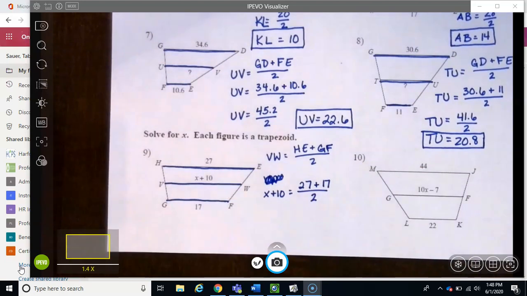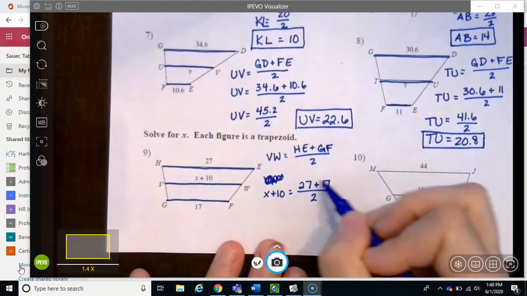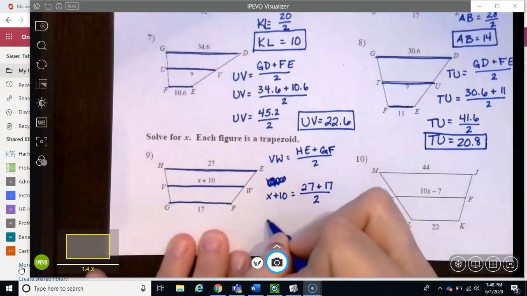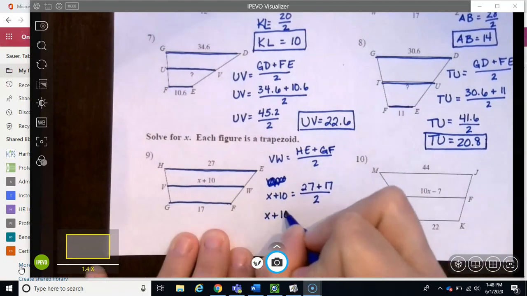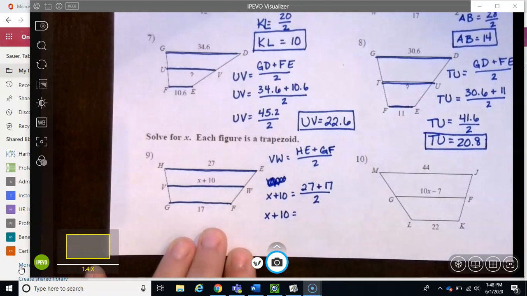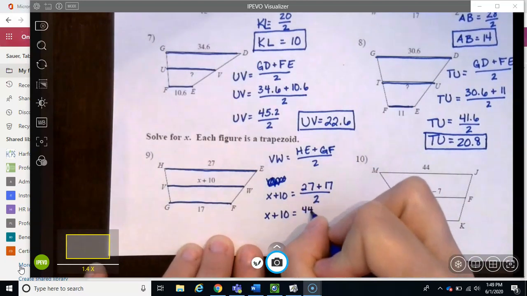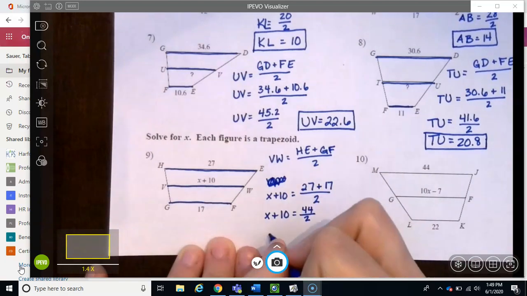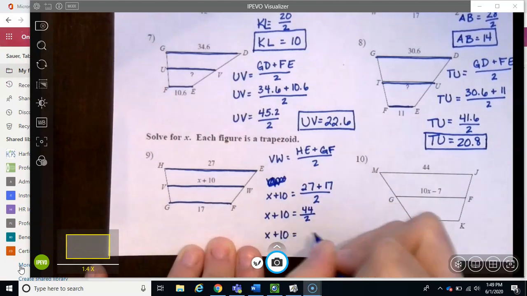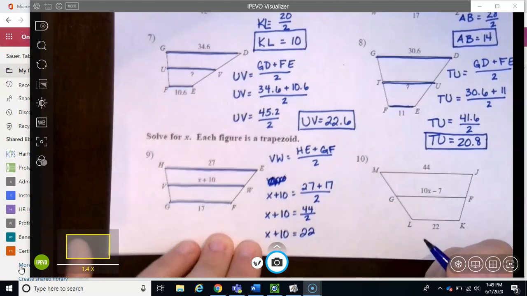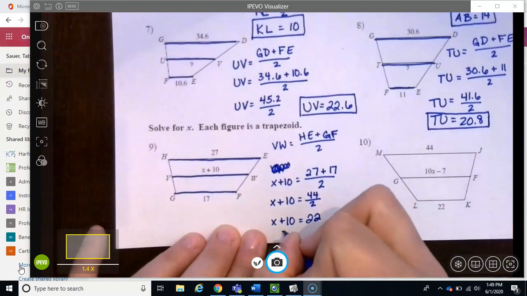So first things first, let's go ahead and simplify what's going on on the right there. I'm going to go ahead and keep bringing down this x plus 10 on the left. 27 plus 17 gives me 44. 44 divided by 2 gives me 22. And then to get x by itself, I would just subtract 10 from both sides.